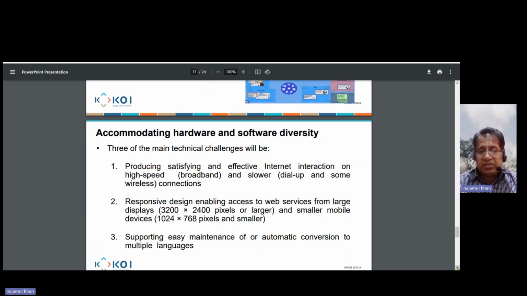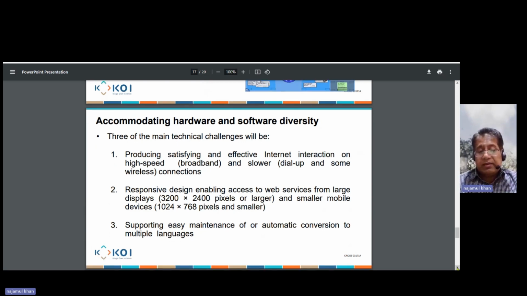But I guess these days, large and responsive designs and displays are common, and there are very few machines or monitors which have 1024 by 768 pixels. Also, supporting easy maintenance of, or automatic conversion to, multiple languages is another important factor. These days, quickly converting to different languages is a common feature in many websites and different interface designs.